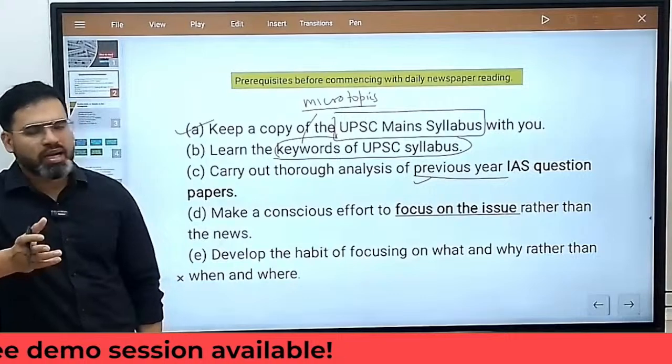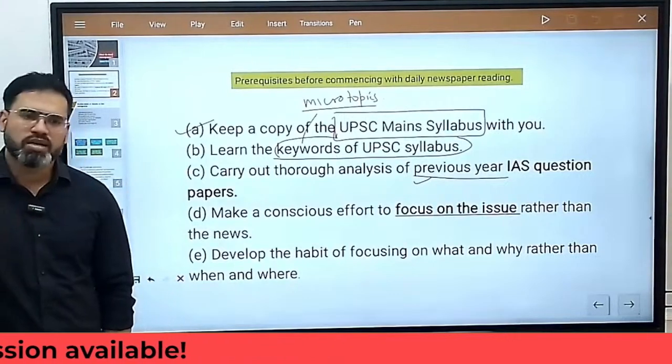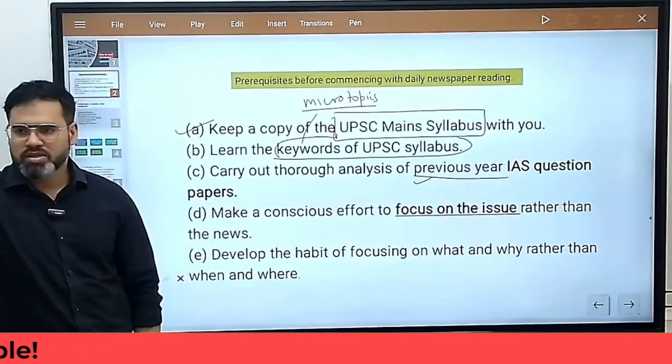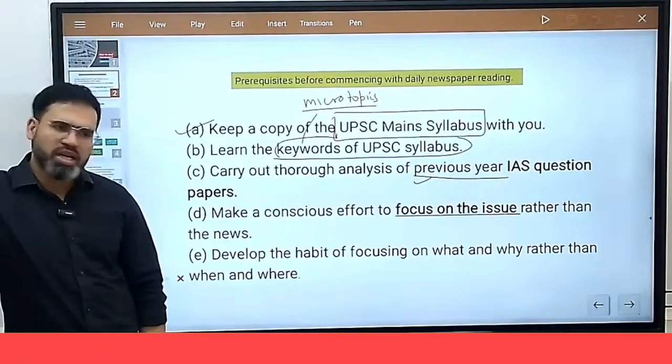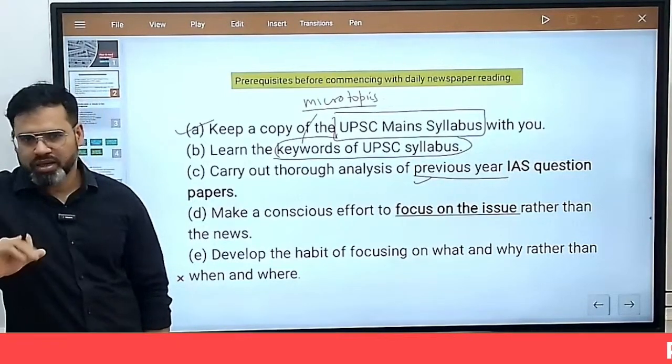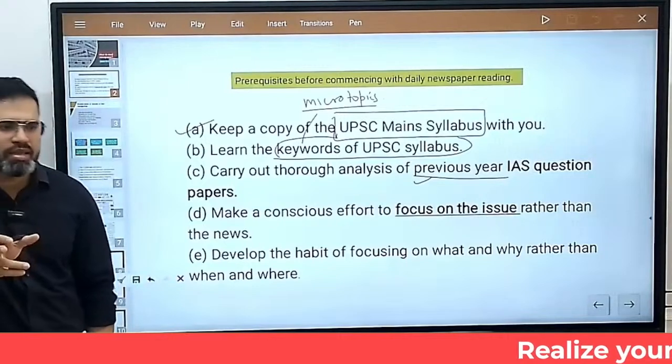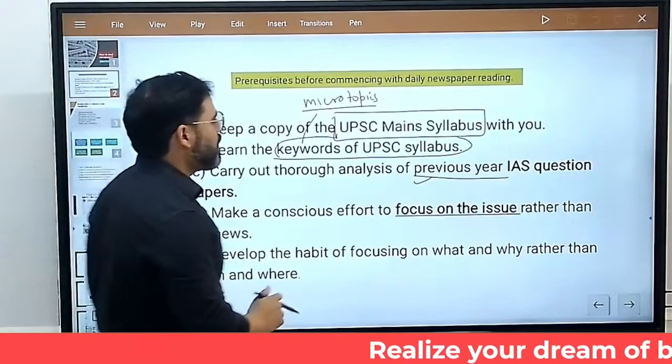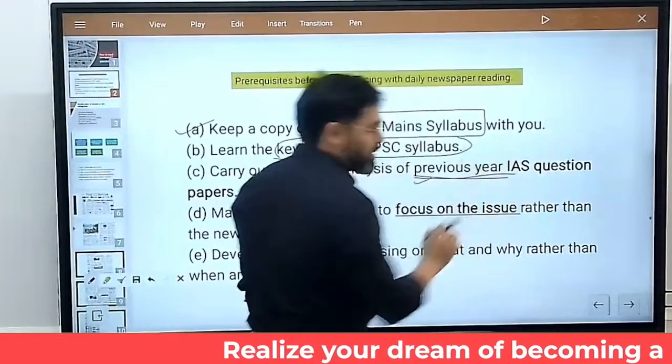Correct? If you have an address issue, someone is not there, give the address of the institute. Okay, the front desk office. The delivery will be done here. You can collect the copy from here. Correct? Regarding address issue, if anything is there. But definitely you have to go through previous year questions. That is very, very important.